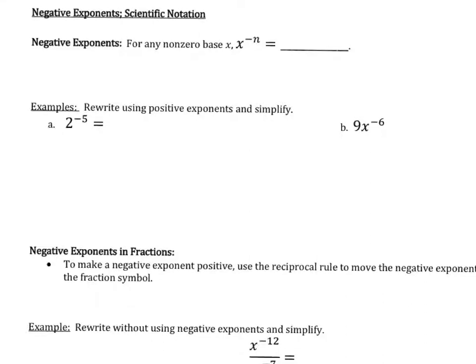In this video, we're going to talk about negative exponents in scientific notation. Whenever we have a negative exponent, we use what we call the reciprocal rule.